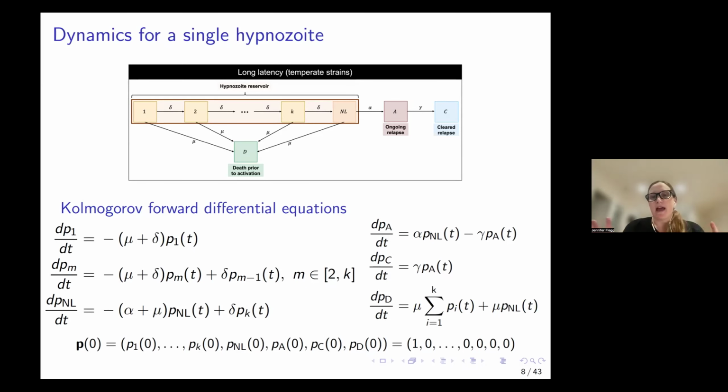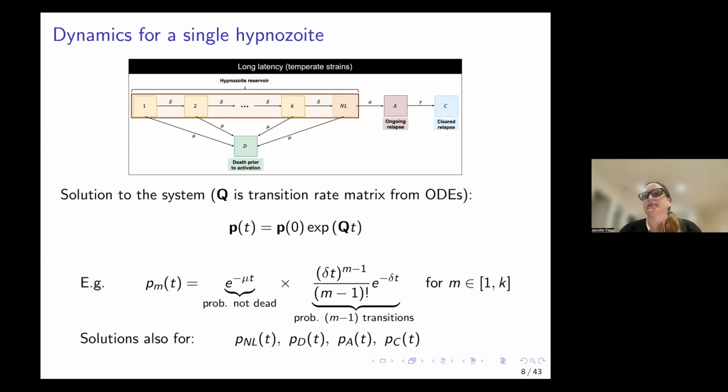Because of how this has been constructed, and because it's quite a sparse system, there's actually an analytic solution to these ordinary differential equations. The solution to the system can always be written down like this because the system is linear, but normally this matrix exponential can't be calculated for arbitrary systems. This Q here is the transition rate matrix of the set of ODEs. So it's the probability per unit time of moving from state i to state j of this compartment diagram here. This is very sparse given all the arrows that you see.